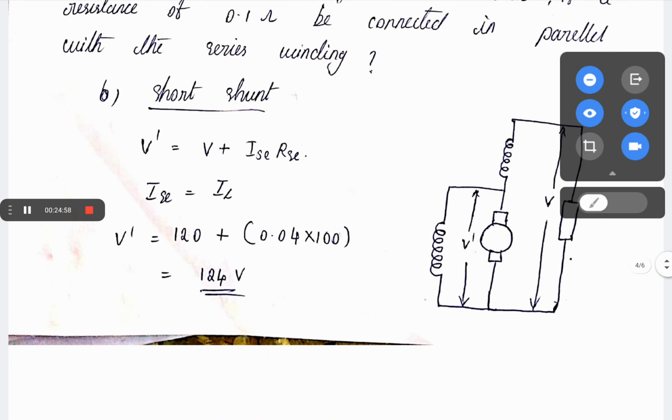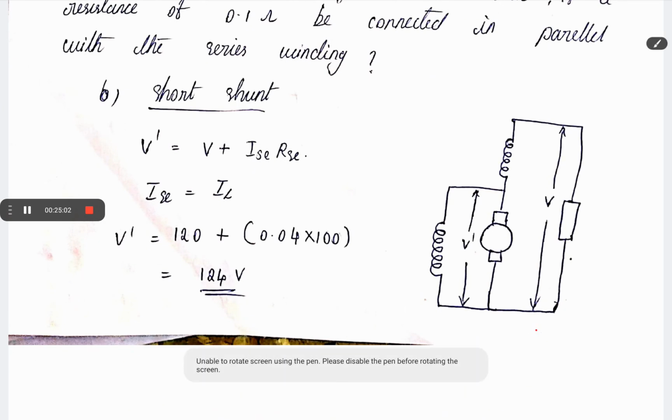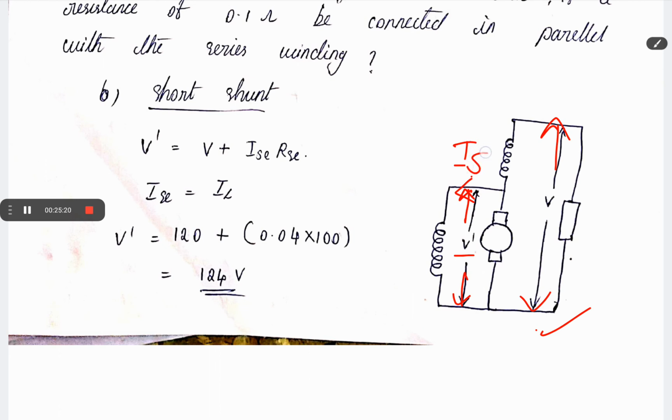Then in a short shunt condition, you just draw this diagram. In short shunt condition, we know that the shunt field winding is connected only in parallel with the armature. So there will be a difference between the terminal voltage and the voltage across the shunt field winding. You have to find this first to get Ish. To find Ish, you need to know V dash, the voltage across the shunt field winding.